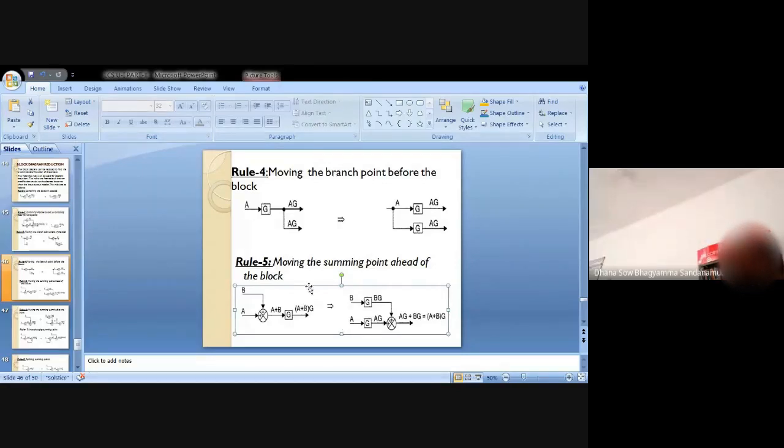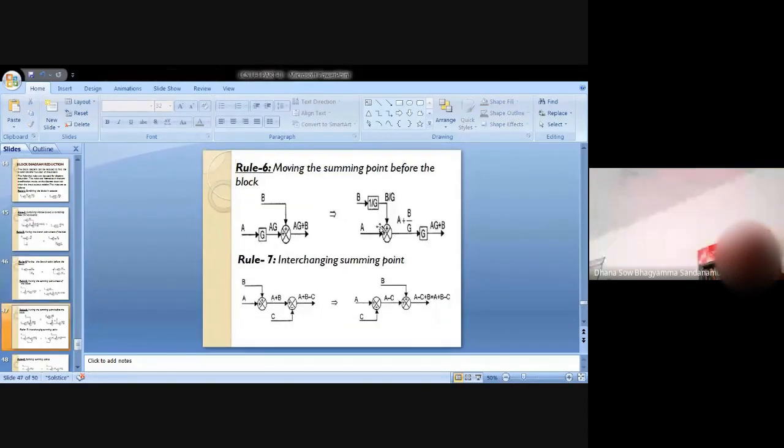Simply what you can remember is, whenever the summing point is moved ahead of a block, whatever the transfer function of this block is, the same transfer function will be introduced here. That you remember. Rule number 6: moving the summing point before the block.